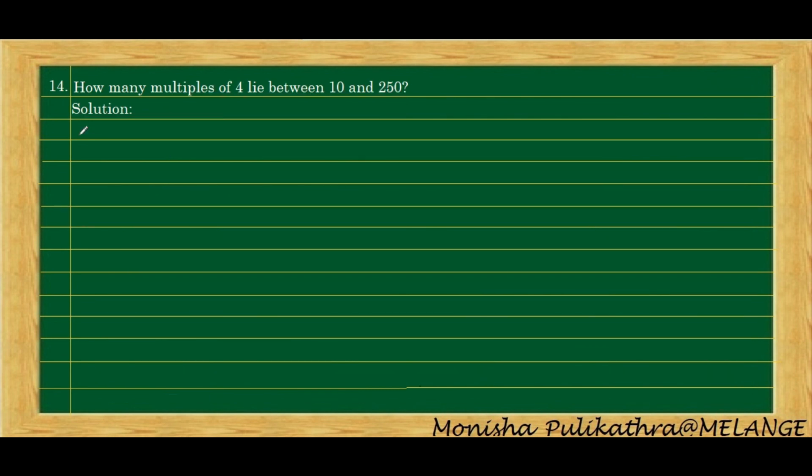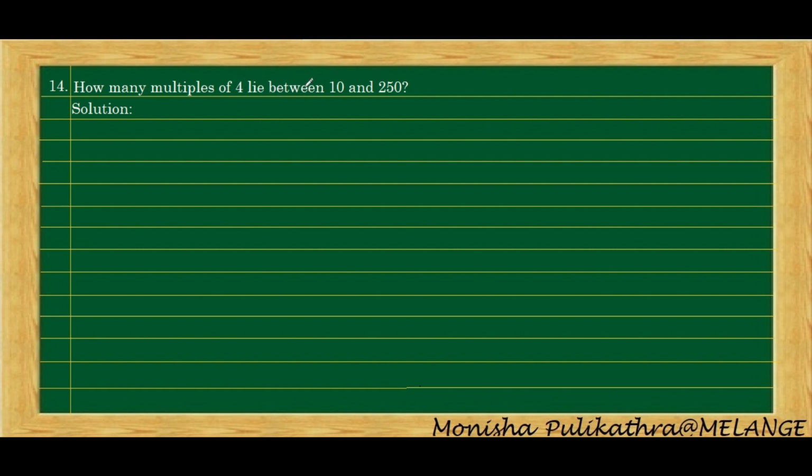The 14th question is just like the 13th one. Here we need to find out how many multiples of 4 lie between 10 and 250. So between 10 and 250, how many numbers are there which are completely divisible by 4? So this is the question. Like the previous sum, we need to know the first number after 10 which is divisible by 4 completely.